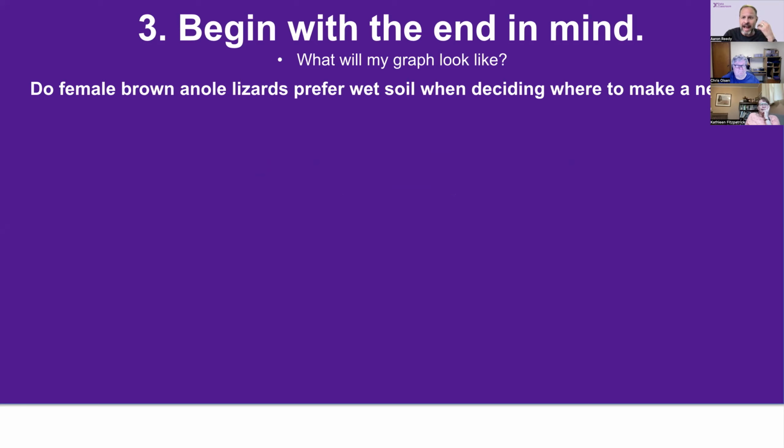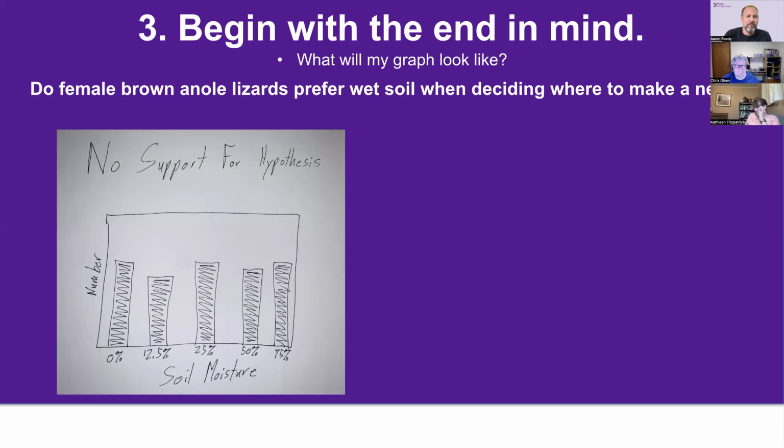You want students to actually sketch out, okay, what's a graph going to look like if this question is answered in the negative, there is no preference for wet soil, and what's it going to look like if the evidence supports the positive, there is a preference. And so this was an example of a student sketch that I had, and I've shared this in a webinar in another setting before. But this is a student sketch of what the data would look like with no support for the hypothesis. And I like this sketch for a couple reasons.